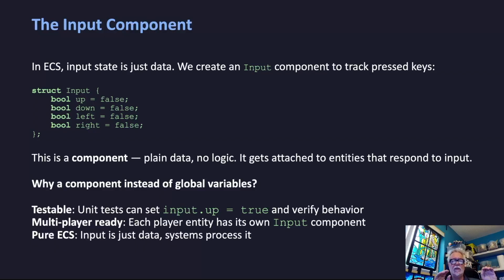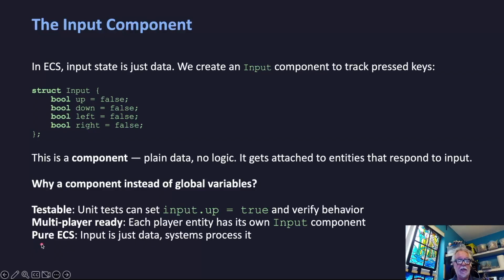So this is a component. Why are we using this as a component? Because I'd like to be able to write my system such that it just looks for entities that have input components and just processes those, right? So I'm not going to use it as a global variable. I'm going to use it as data that's on the entity as a component, and then the systems will process it.